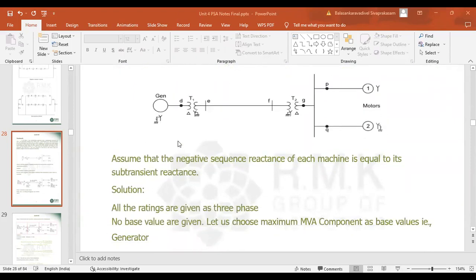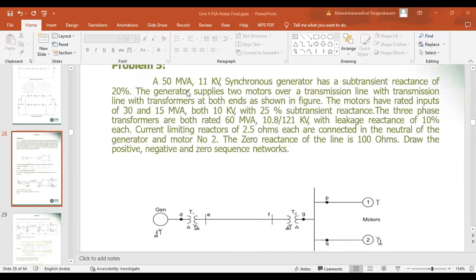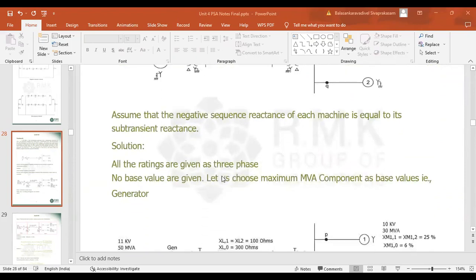For that, first we have to assume the MVA base value as well as the kV base value. In the problem, nothing is specified regarding the new MVA and kV, so let us assume the generator values are taken as the base values. Here the generator values are given as 50 MVA, 11 kV and its reactance is 20%. So MVAB new is equal to 50 and kVB is equal to 11 kV.